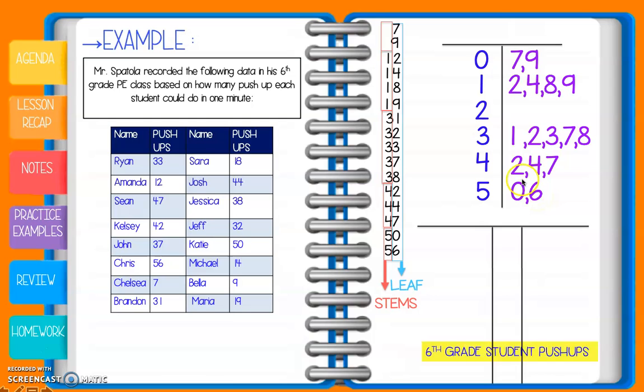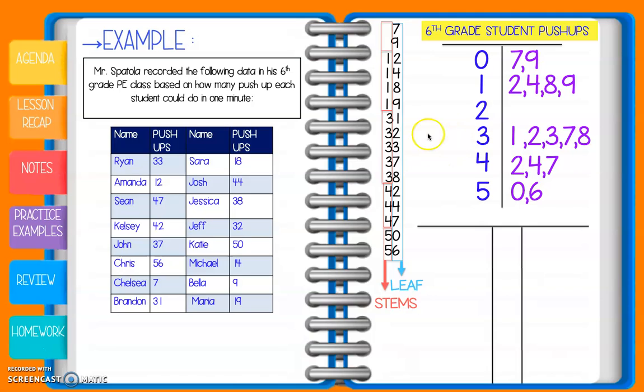Okay. Now we need a key and a title. Title for this one is 6th grade student push-ups because that's the data that we collected. This is how many students could do push-ups in 60 seconds, sorry. And the key is like when you look at a map and it tells you what each little symbol means. So our key, I just take a little screenshot of the beginning here. So I have a 0 and a line and a 7. So I draw that and I just tell people that that equals 7. Okay, so that they know that this is not a decimal, that this is just the ones place, it means 7.